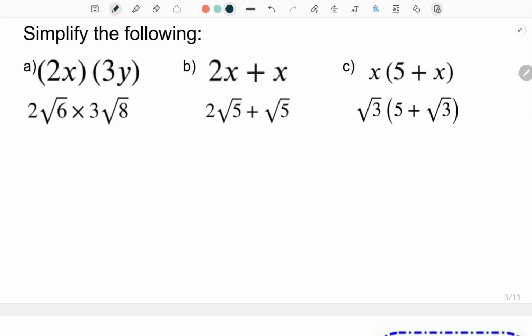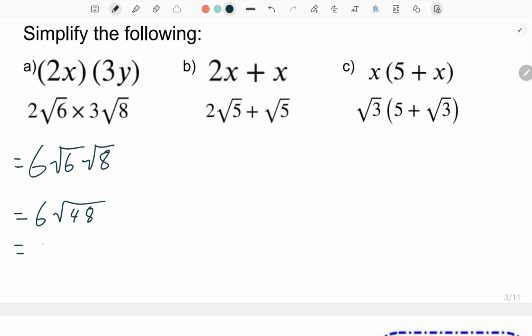So 2 root 6 times 3 root 8. Again, multiply the numbers. So 2 times 3 is 6. The radicals, they're two different radicals, so we can leave them as separate. The one thing, though, unlike the variable version up above, we do have radical rules which allow us to combine root 6 and root 8. So 6 times 8 is, I think, 48, if I can do math. And again, we always have to simplify.